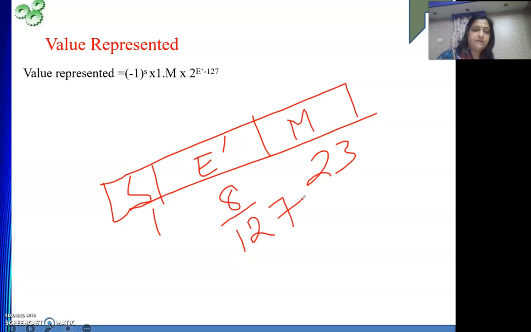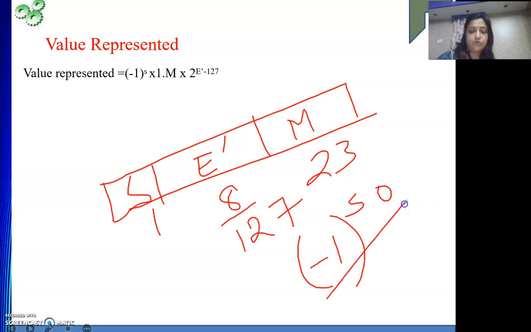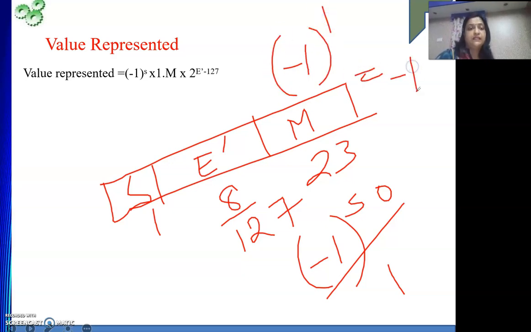The value will be either positive or negative, so minus 1 to the power S. If the number is positive, the value of S is 0, so minus 1 to the power 0 becomes 1, which means the number is positive. If the number is negative, S will be 1, so minus 1 to the power 1 becomes minus 1, which means the number is negative.